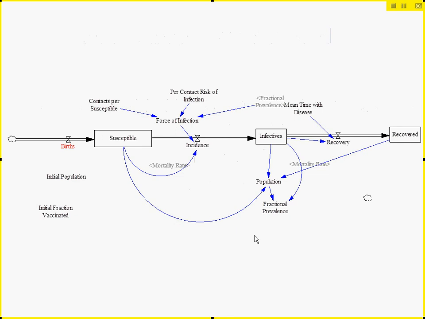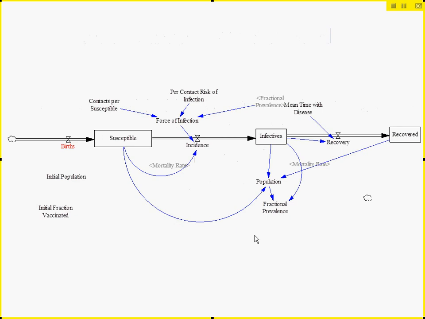If it was greater than 1, it would just mean their average time remaining in the susceptible state would be less than 1. Yeah, exactly. So it's not a probability, it's a probability density. It's a probability per unit time.